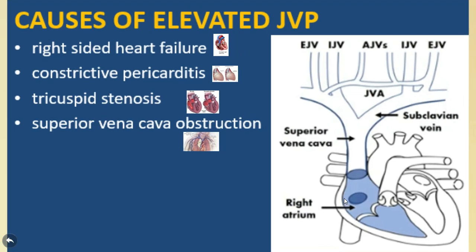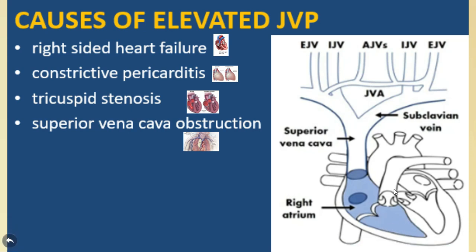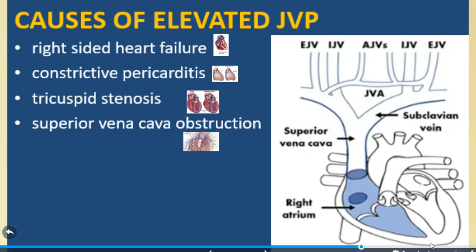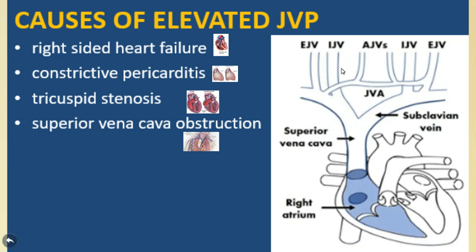Okay, for the causes of elevated JVP, this is obvious. Just know the anatomy. If you have a problem here, the right ventricle, or a problem with the right tricuspid valve, or a constriction here because of a mass in the superior vena cava, or constrictive pericarditis, meaning the covering of the heart is already scarred, there will be decreased RV inflow, so there will be jugular vein distension.